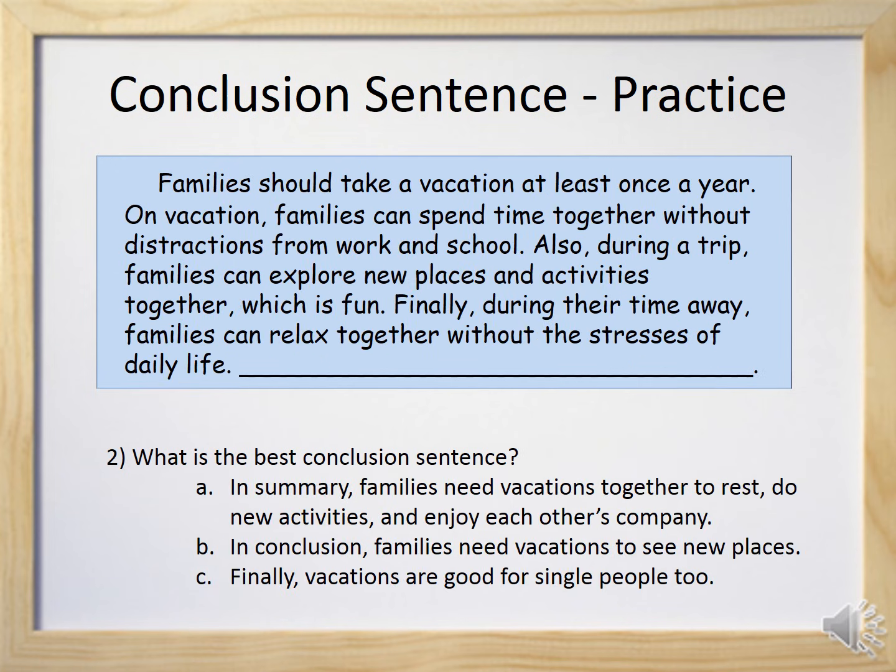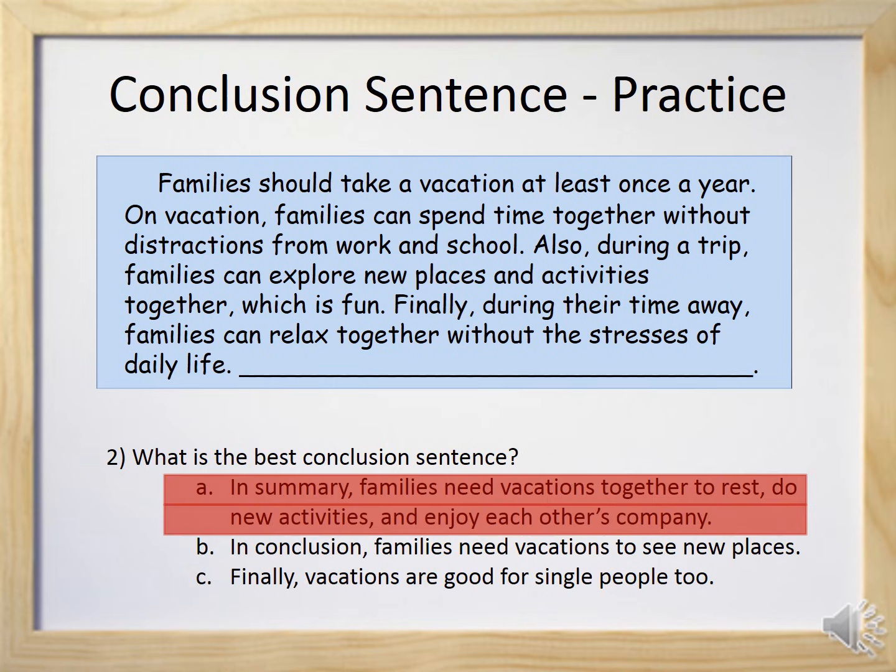Question 2. What is the best conclusion sentence? The answer is A. In summary, families need vacations together to rest, do new activities, and enjoy each other's company. How do we know that this is the correct answer? Because the main idea in conclusion sentence A most closely matches the main idea in the topic sentence, that families should take a vacation at least once a year.